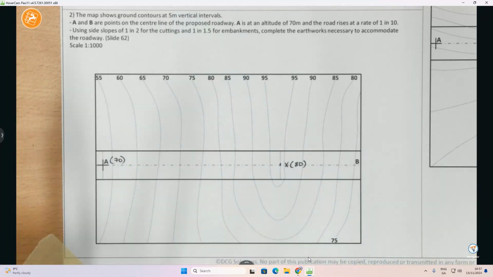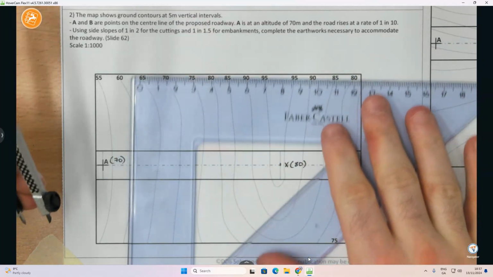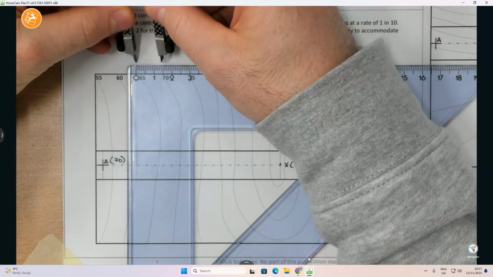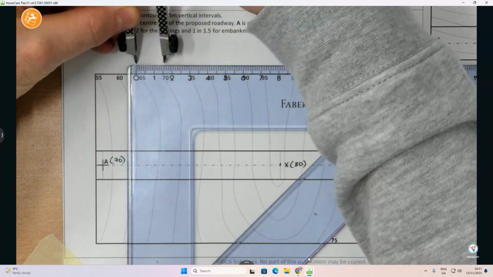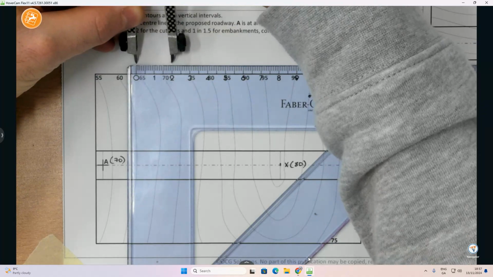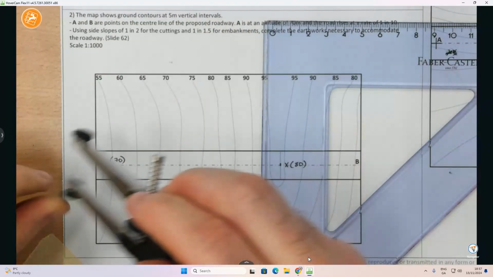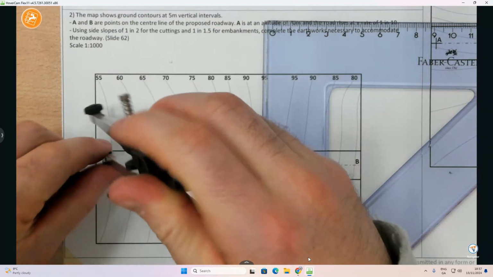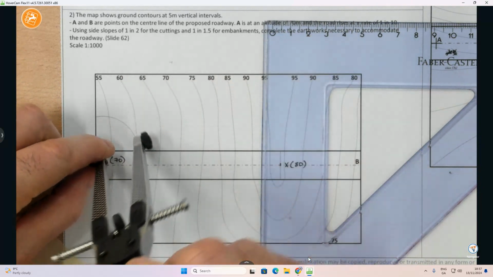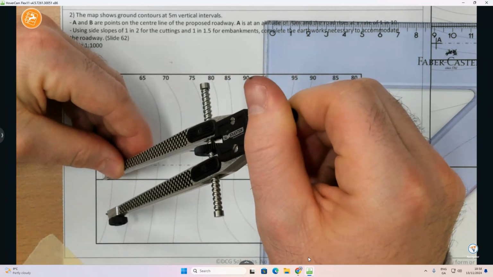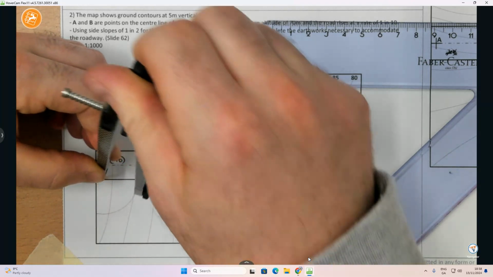So I'm going to get 20 millimeters on my compass. Taking my set square here, move it out as far as the 20. There's my 20. And from A, I'm going to do my cut cone, and from the side of the road here, my cut cone.